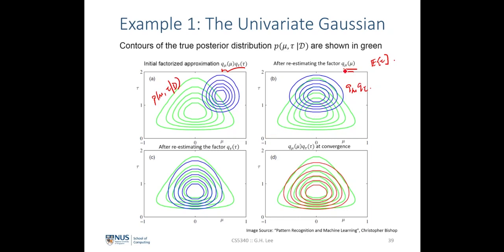Then in the next step, after we have re-estimated q mu, we'll use it to re-estimate q tau. In this case, we keep q mu fixed and update q tau, and we can see that after updating q tau, the blue curves move even closer to our target distribution, which is given by the green curves. And finally, at convergence, the red curves represent q mu and q tau, which is our proposal distribution, and it's quite close to the target distribution.